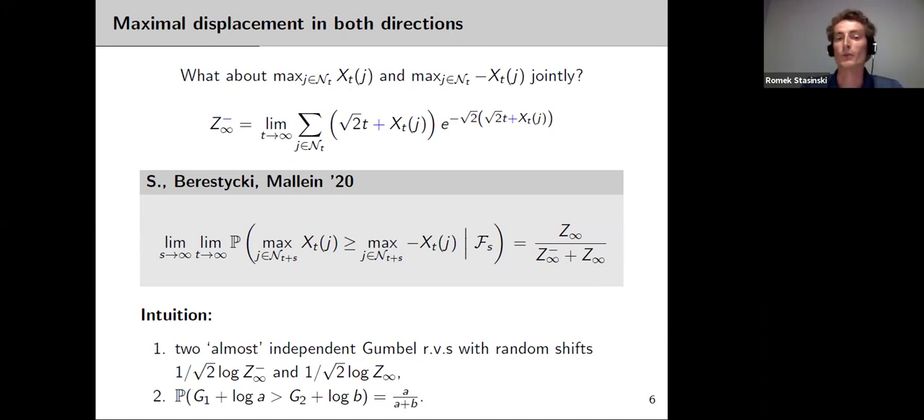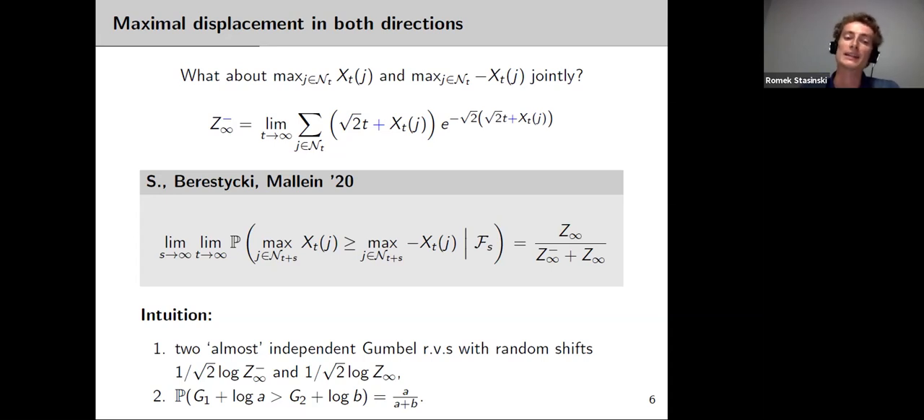So this gives us a way of defining a derivative martingale that corresponds to the leftmost particle. So now we have two derivative martingales, one being the standard one that corresponds to the rightmost particle, and one that corresponds to the leftmost particle. And we ask a similar question to the one that was asked by Lalley and Sellke. So imagine that your process runs until some large time s, you see your cloud of particles, and then based on that knowledge, you try to predict what is the probability that at time t much larger than s, the rightmost particle is going to be further away from zero than the leftmost particle.